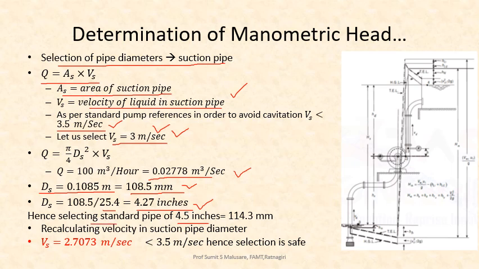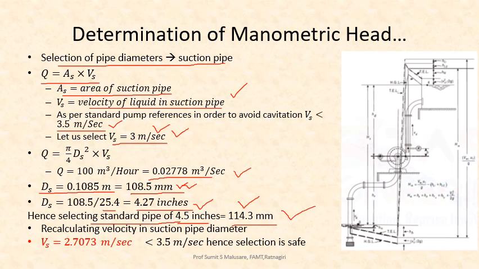Hence, I have selected the standard suction pipe diameter as 4.5 inch, that is 114.3 mm. Similarly, now I have assumed the standard suction pipe as 114.3 mm. Now here the answer comes out to be 108, but this is not a standard diameter of the pipe. So the standard diameter of the pipe is 4.5 inch, that is 114.3 mm.